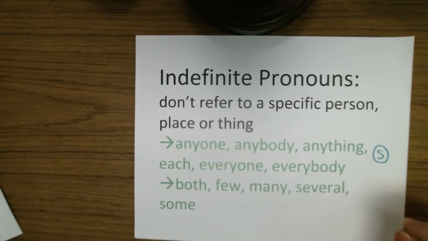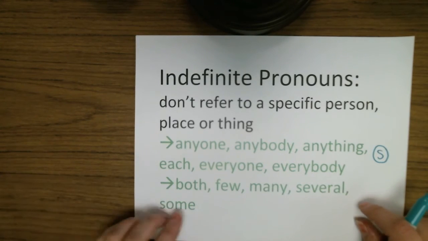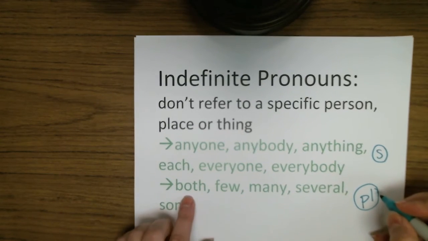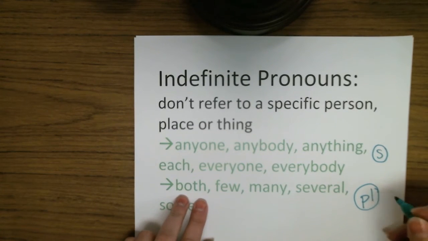These ones here, both, few, many, several, some, these ones are plural. So obviously if I say both, it's like two, right? So that's a plural pronoun.